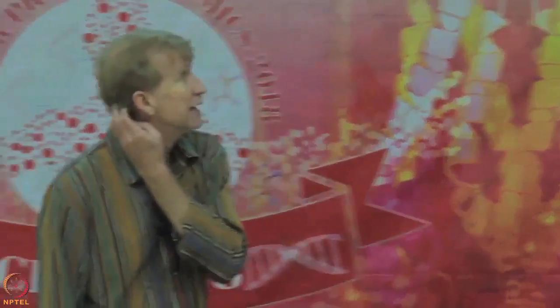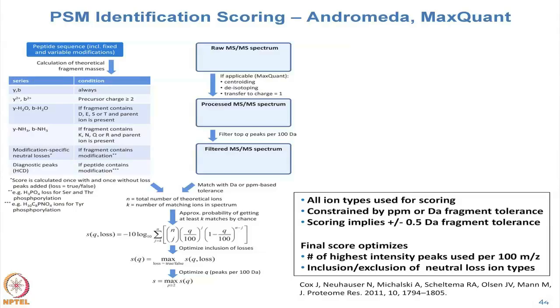All right, now something that's quite a bit more different and less intuitive is one of these scores that uses a probability-based approach, and this is the binomial probability equation. It is the basis for scoring in the Andromeda search engine that's part of MaxQuant. Roughly the same approach is used in Mascot. And the way this works is that all ion types are given the same weight, okay?